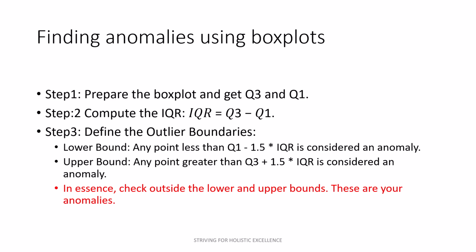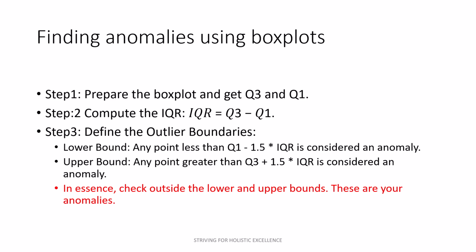That is, prepare the box plot with all the 5 summary values and then find Q3 minus Q1. Q3 minus Q1 is known as IQR, or interquartile range. So find the IQR, Q3 minus Q1, and then any point that lies less than Q1 minus 1.5 times IQR can be considered an anomaly, and any point that is greater than Q3 plus 1.5 times IQR is also considered an anomaly.